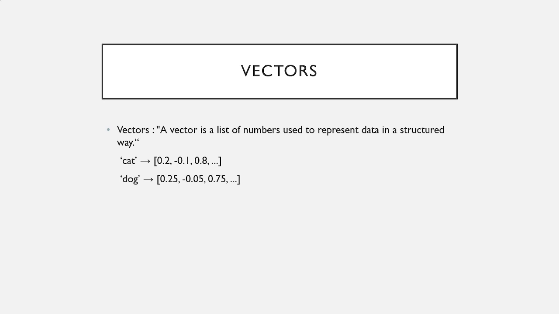These numbers capture meaning. So similar words have similar vectors. Cat and dog are closer than cat and car. You can imagine this as placing words in a 3D space where similar meanings are closer together.